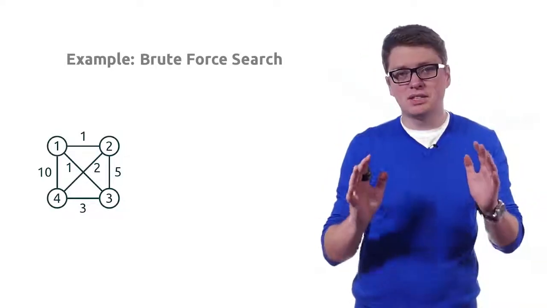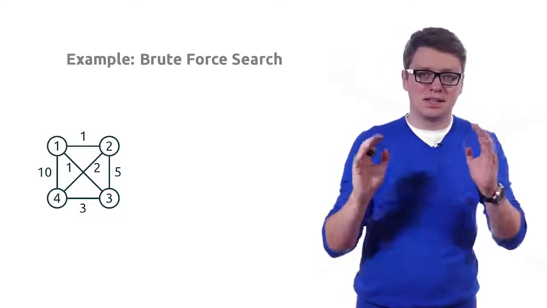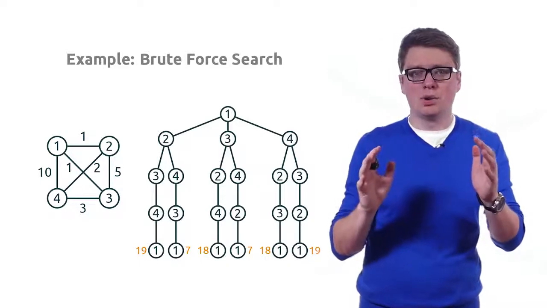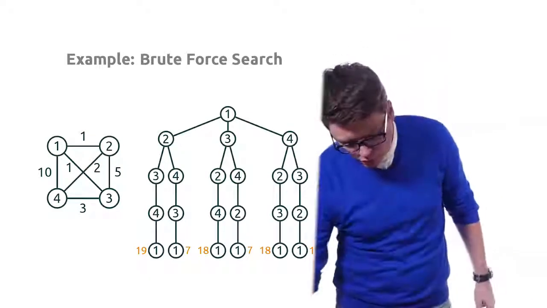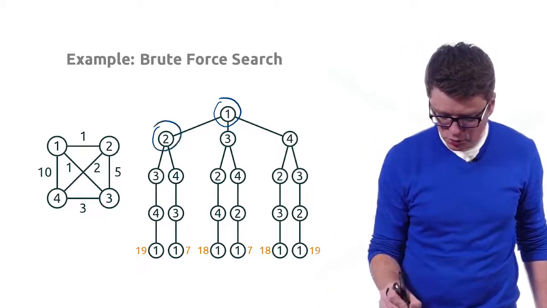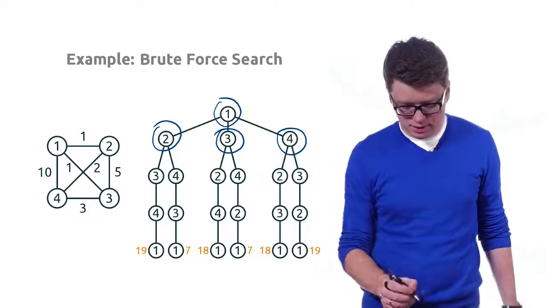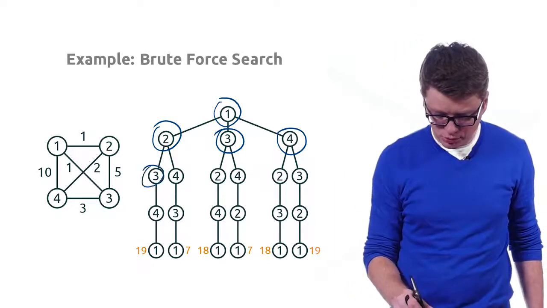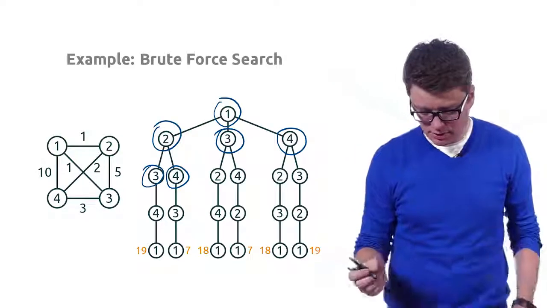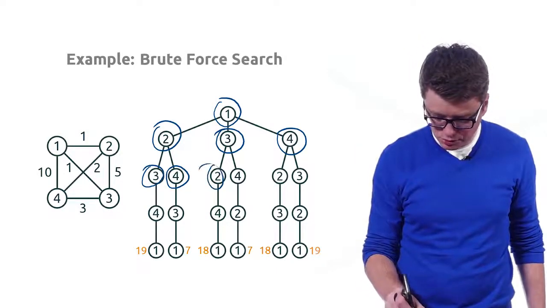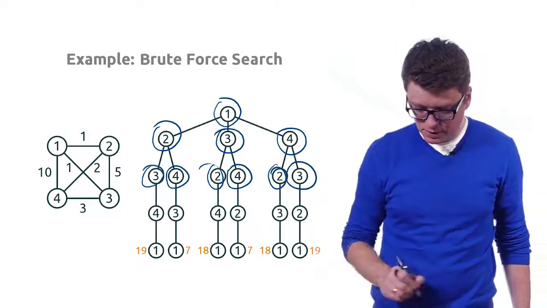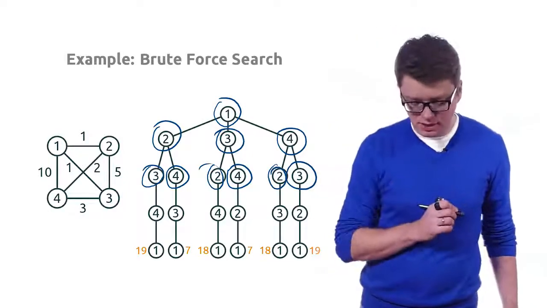So just consider this small graph with 4 nodes, and this is how the whole tree of all permutations looks like. So we start with node 1. Okay, from 1 we can go to either 2, 3 or 4. Okay, from the node 2 we can go either to 3 or 4, just because we do not go to 1 because 1 is already visited. Similarly, from node 3 we can go either to 2 or to 4. Okay, from the node 4 we can go to either 2 or 3. Again, because 1 is already visited.